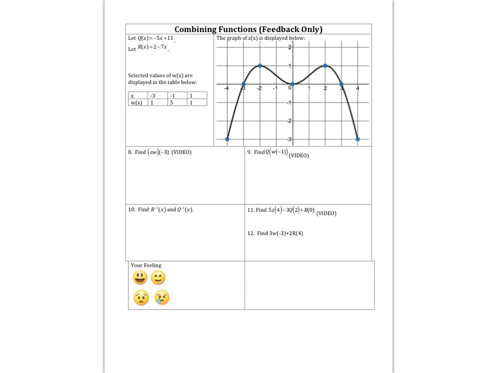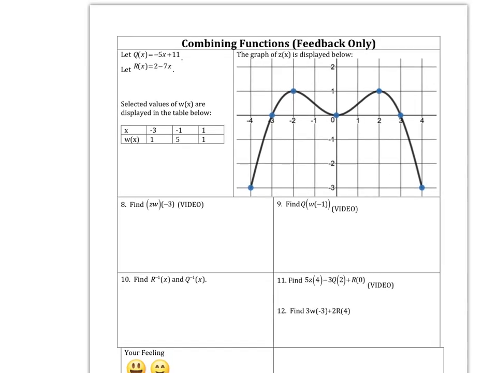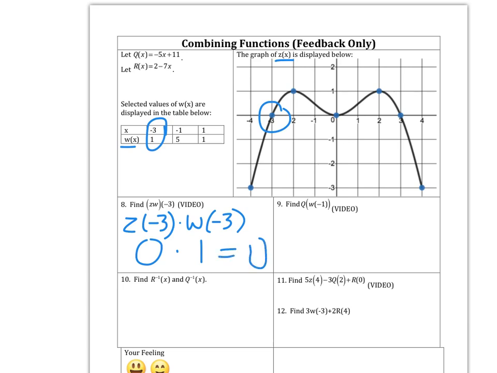Next up, we've got combining functions, and these should look familiar. These should be some of the same things we saw on the first page. For number 8, a video problem, we're looking for ZW of -3. First thing I want to do is to interpret that as Z of -3 times W of -3. Z of -3, okay, that's the graph. Z of -3 is 0. W of -3, that's my table. W of -3 is going to be 1. 0 times 1 gives me 0.